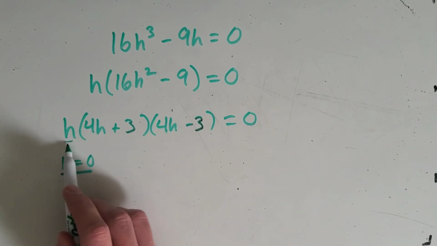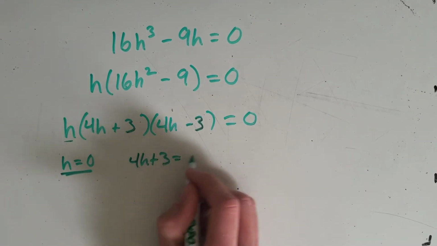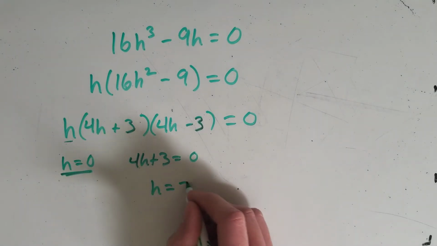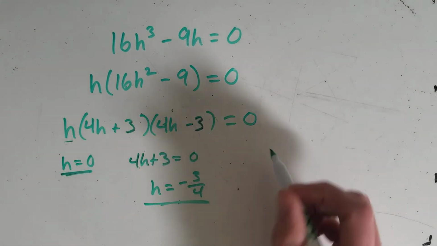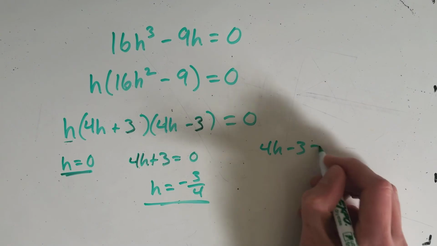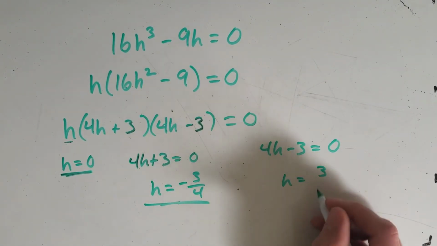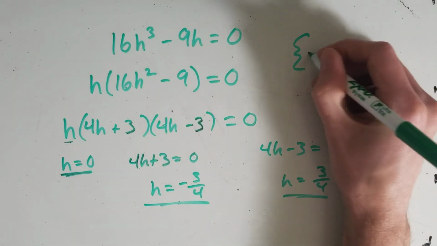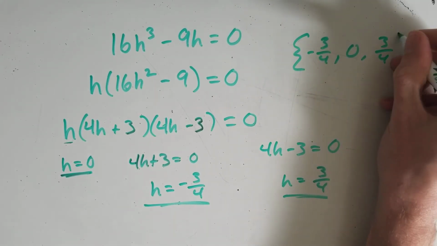Next, if the binomial is 0. How about if this binomial, 4h plus 3, equals 0? Well, we could solve for h. You would subtract your 3, divide by your 4, and h would be negative 3/4. So that's another solution. And then we can go over to the second binomial, 4h minus 3 equals 0. To solve for h, you would add 3, and then divide by your 4, so you have positive 3/4. So your solution here would include negative 3/4, 0, and positive 3/4.